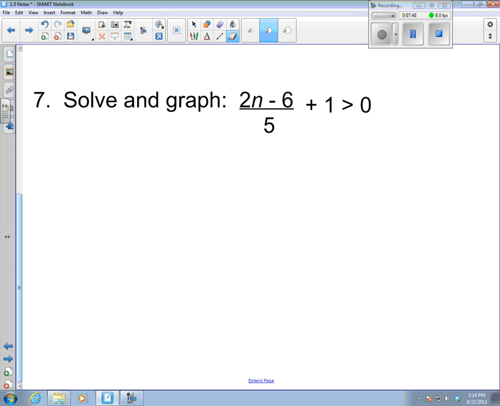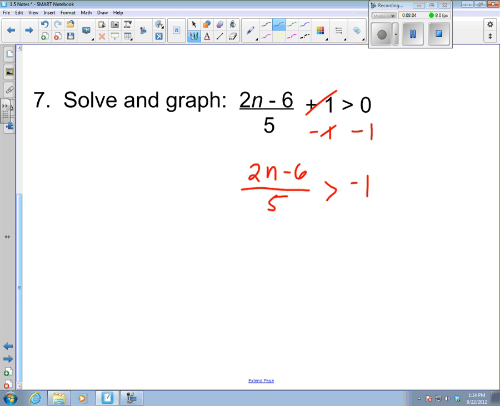I can't get rid of the negative 6 and the 5 because they're part of the fraction right now. So I'm going to get rid of the 1. I'm going to subtract 1 from both sides. That'll cancel these out, and I get 2n minus 6 all over 5 is greater than negative 1. Now, you might think you would add 6 to both sides, but that 6 is part of this great big fraction here. What I would do is get rid of the 5.